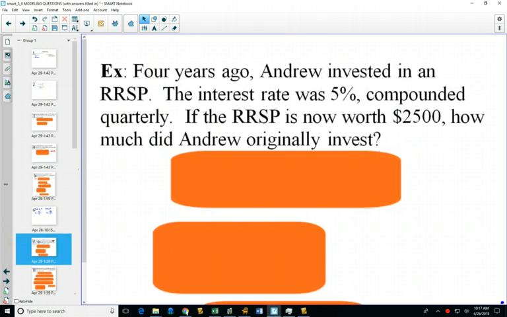Four years ago, Andrew invested in an RSP. The interest rate was 5% compounded quarterly. If it's now worth $2,500, how much did he originally invest? This is an easier question. Again, take the time, try and put everything into the formula.